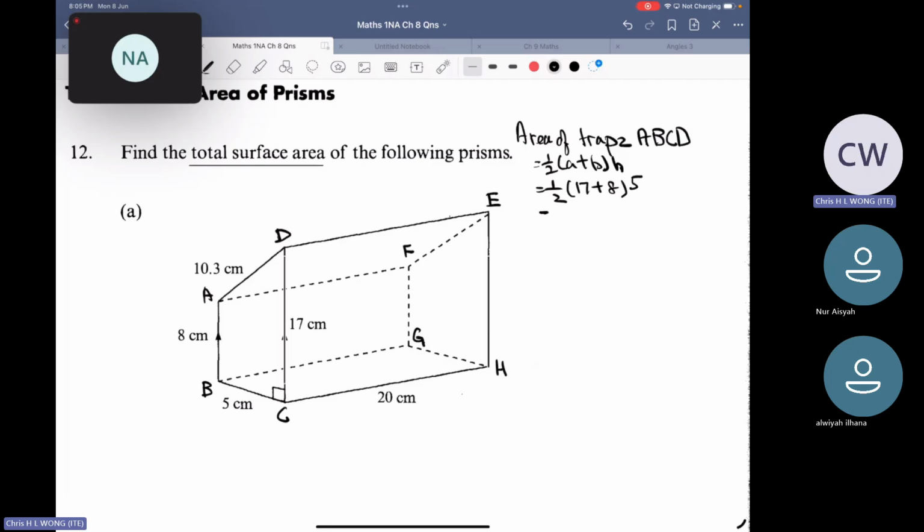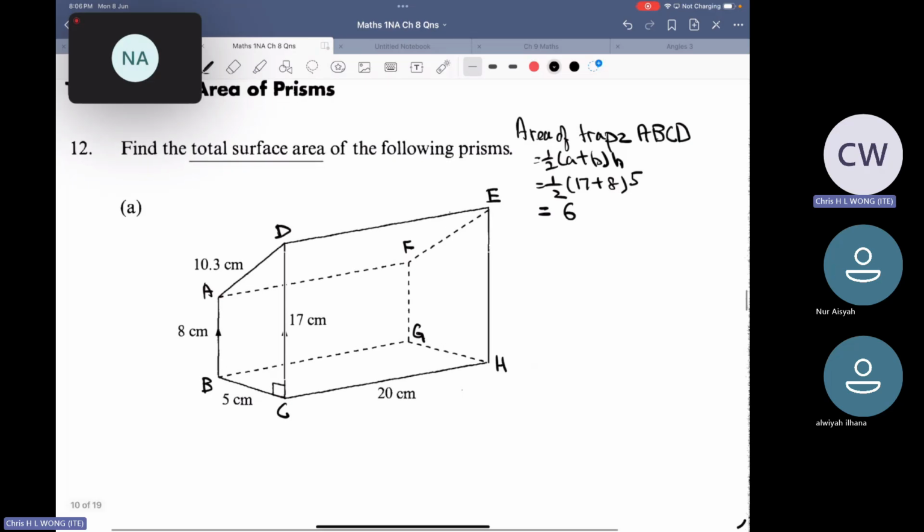Somebody calculate for me. Half, plus, 25, somebody please. 17 plus 8, 25 times 5 divided by 2. 25 divided by 2, 6.75, is it? 62.5 cm square, right? Underline, because I need it.